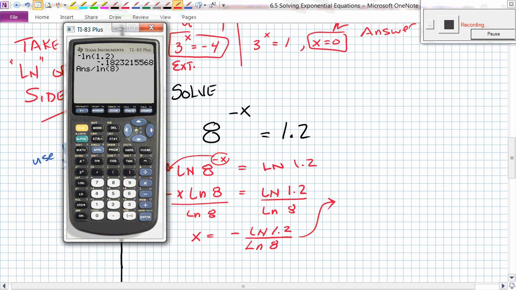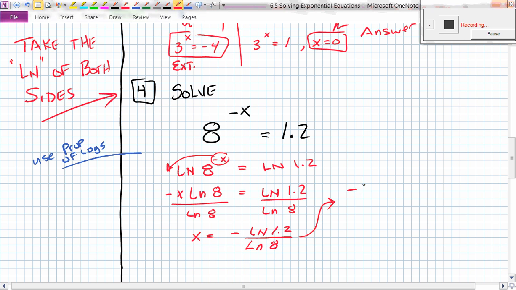I think the book wants you to round to 3 decimal places. So if I round that to 3 decimal places, I get negative 0.088. There we go. So I get negative 0.088 as an approximation.